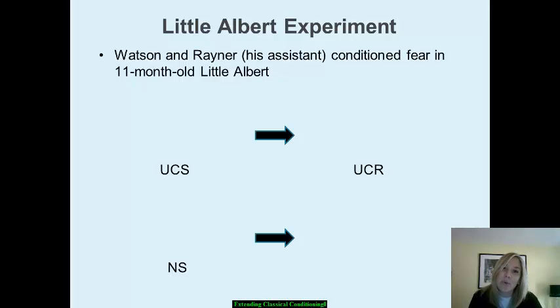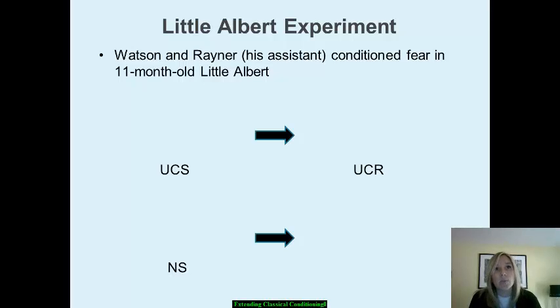Little Albert was an 11-month-old baby. He is the son of a woman who was a cleaning lady, basically, at Johns Hopkins. And Watson and his assistant, Rosalie Rayner, wanted to use Little Albert in their experiment, and they wanted to basically condition him to be fearful of an object.